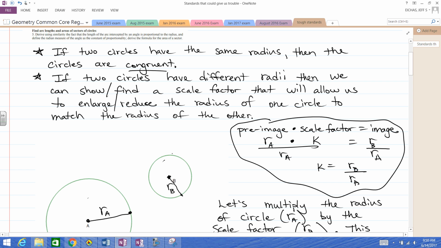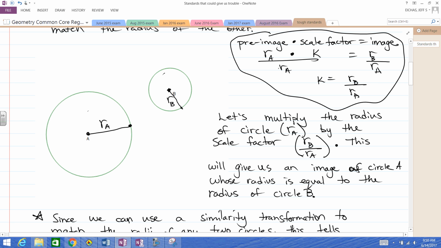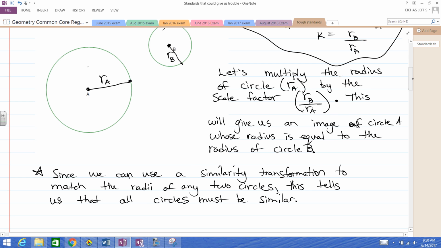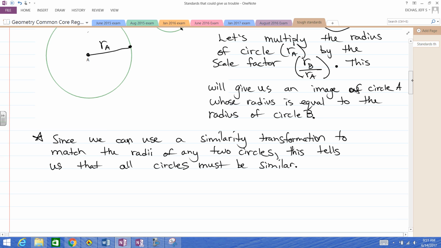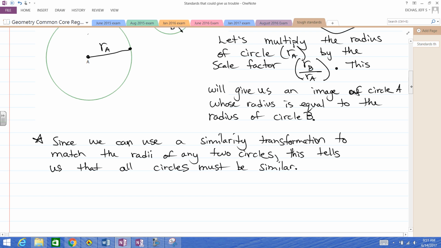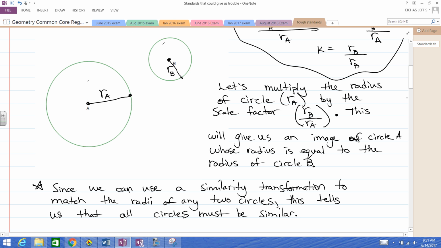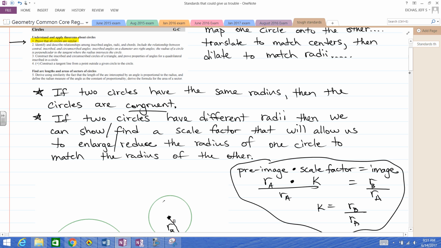If we have two circles that have different radii, we can still use a similarity transformation, dilation in this case, or enlarge, reduce, whatever you want to call it, so that we can get the image of one figure to have the same radius as the other. That's going to guarantee us that the circles are similar for any two circles with different radii. So that's going to be enough. Again, it's not exactly how I did it in class, but it's something that you should be able to easily remember for the final, if that ever comes up.